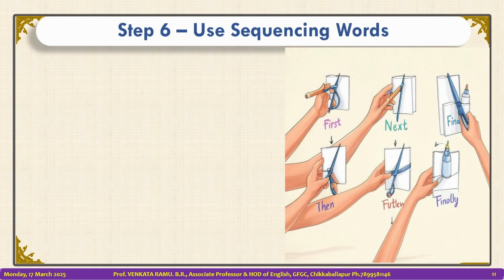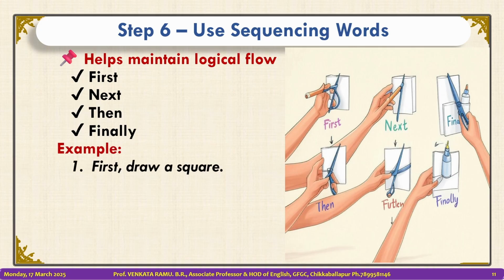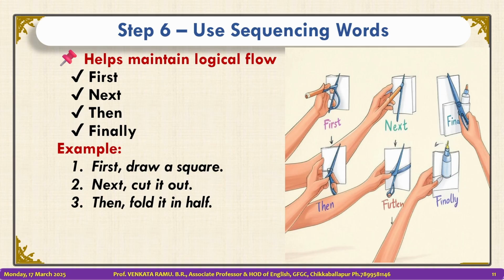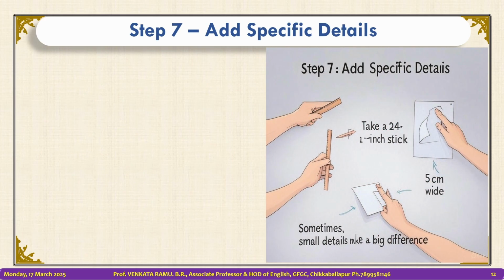Step 6. Use sequencing words. To make instructions flow smoothly, use words like first, next, then, finally. For example, first draw a square, next cut it out, then fold it in half. Finally, stick it together. These words help the listener follow the order. Step 7. Add specific details.